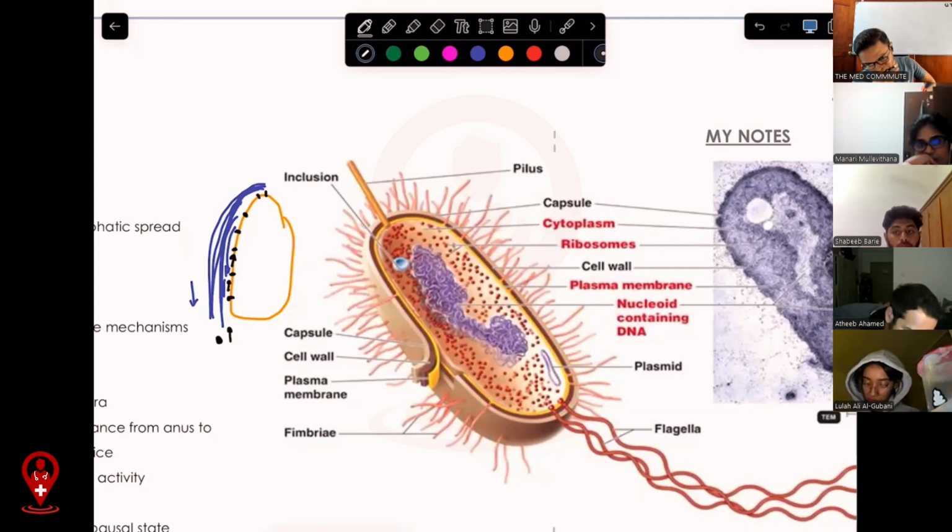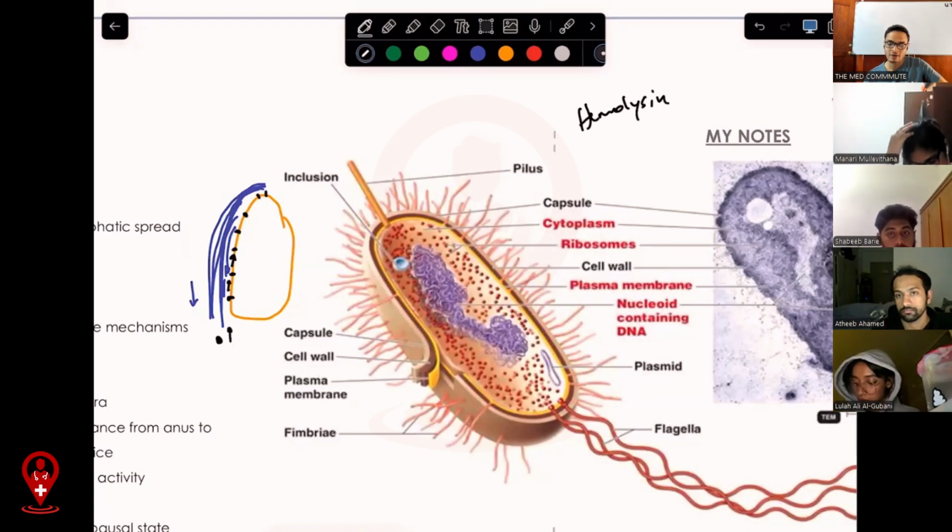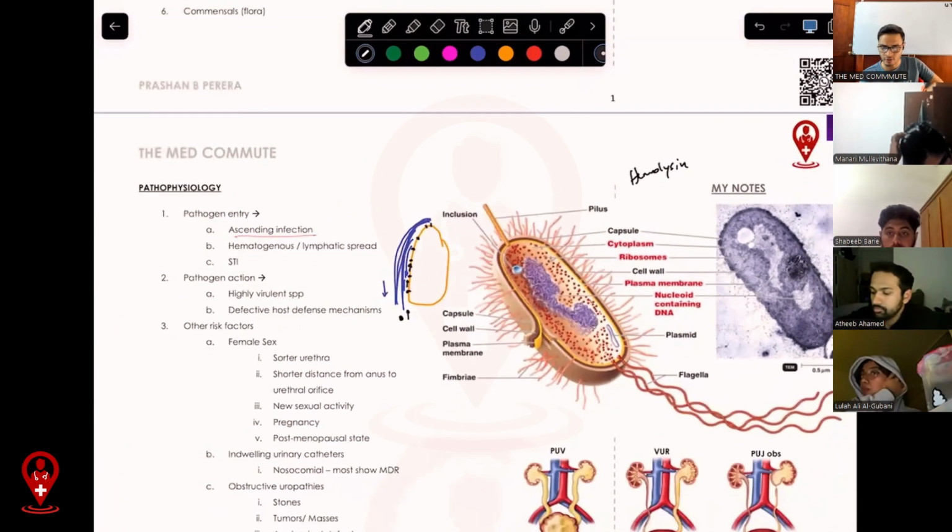Apart from that, you all know these bacteria can also release exotoxins and endotoxins. Among the exotoxins, you might have heard of hemolysin, which can cause lysis of RBCs. Then we have endotoxins, the O antigens, the lipopolysaccharides. These kinds of things are also there. We'll talk about how they add to the virulence. All of these things add to the virulence.